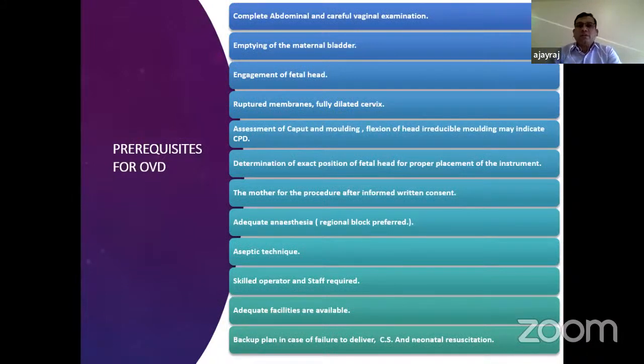Prerequisites for operative vaginal delivery. Complete abdominal and careful vaginal examination. This should be the routine practice in our day-to-day obstetrics practice, and we all know that everyone performs this kind of examination frequently, as we were taught in our institute. But if we are going to perform an operative vaginal delivery, you should re-examine the patient for the engagement.